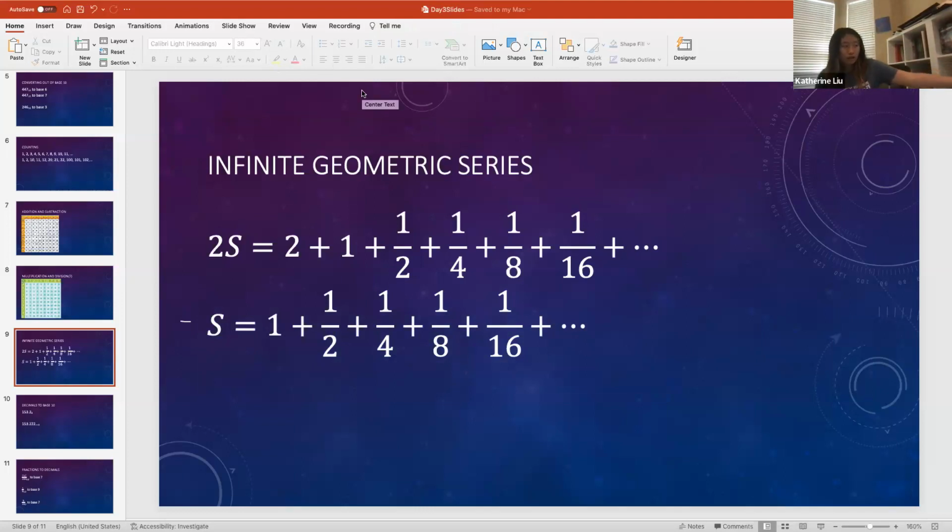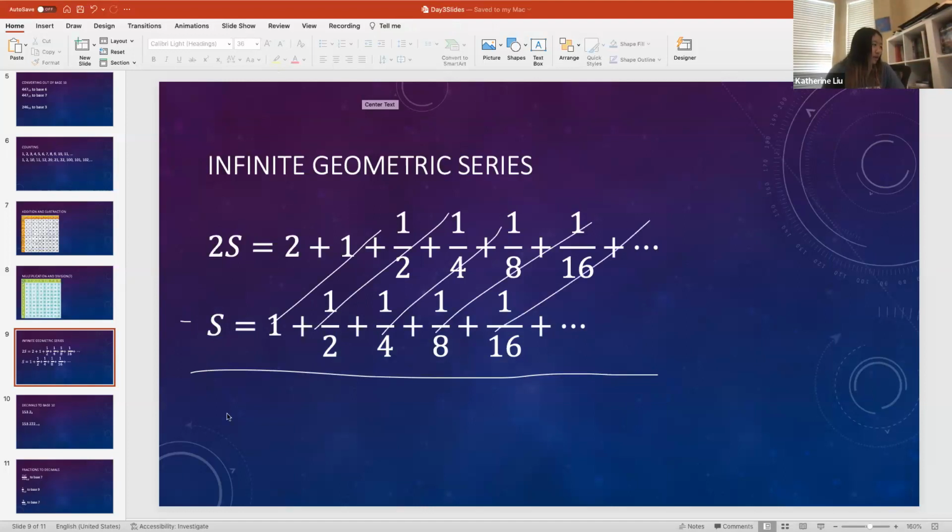So that means we can actually subtract the second sequence, the original one, from the first. And since everything cancels, whoosh, whoosh, whoosh, it'll give us s equals 2, which means that our sum actually equals 2.